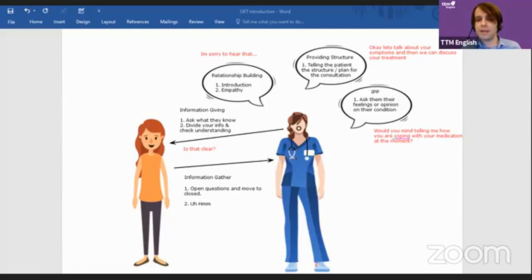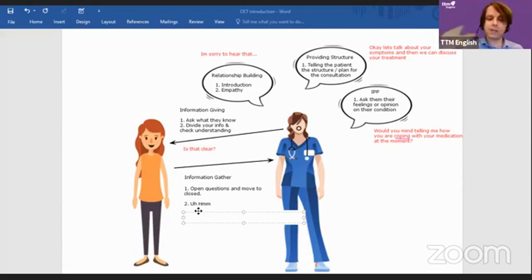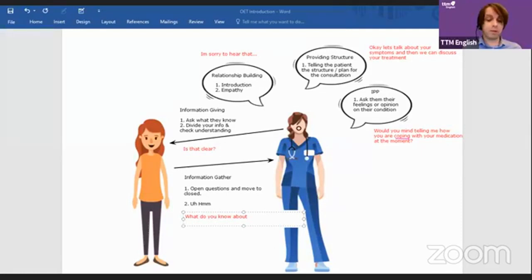Now, what about this last one here? I'm going to give an example of information gathering, right? What's an open question, and then what's a good way to move from open to closed, or half open? Well, look, guys, let's do an open question. Suthan, can you give me an example of an open question? What do you know about your disease condition? Yeah, there we go, about your medical condition.